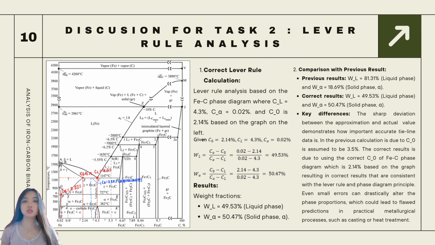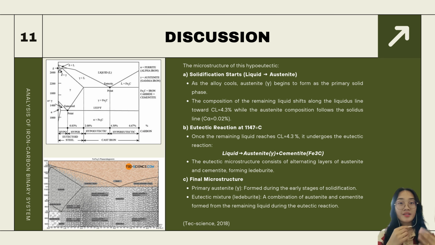Our analysis underscores the importance of precision in data interpretation to ensure accurate predictions in practical applications, such as casting and heat treatment. Now, let's explore the microstructure of this hypoeutectic alloy and how it evolves during cooling.